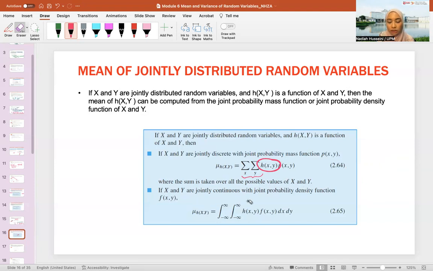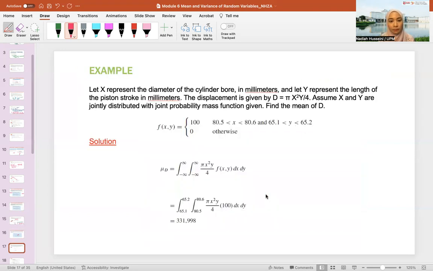If x and y are jointly continuous with joint probability density function f(x,y), then we have the same equation, except that now it's integration. Again, this is generalized. You would be given the boundaries for your x and y, so you have to replace your minus infinity and infinity. Don't use infinity and minus infinity unless the function is like that. Okay, example: let x represent the diameter of the cylinder ball.